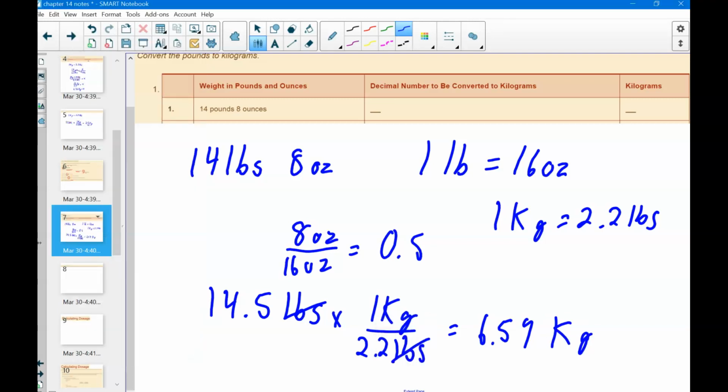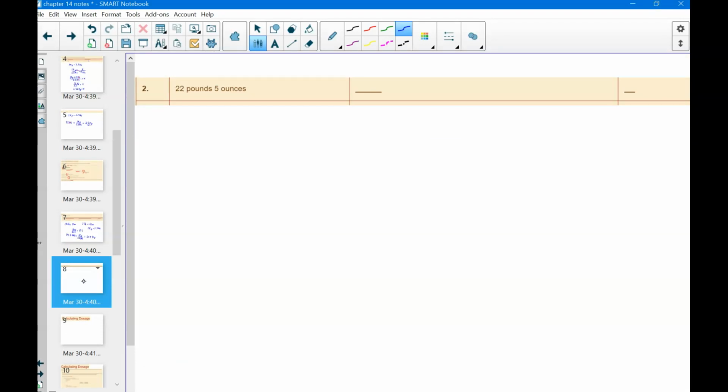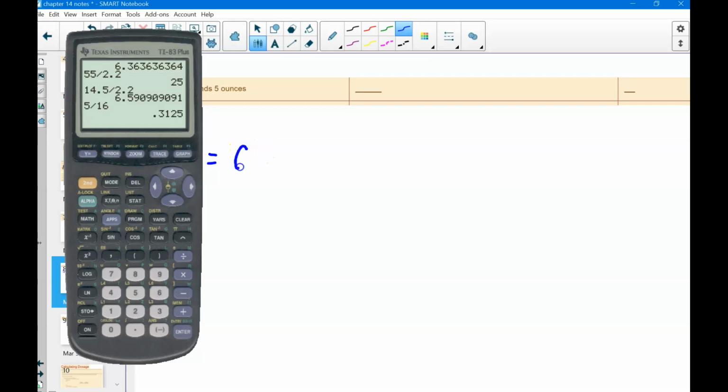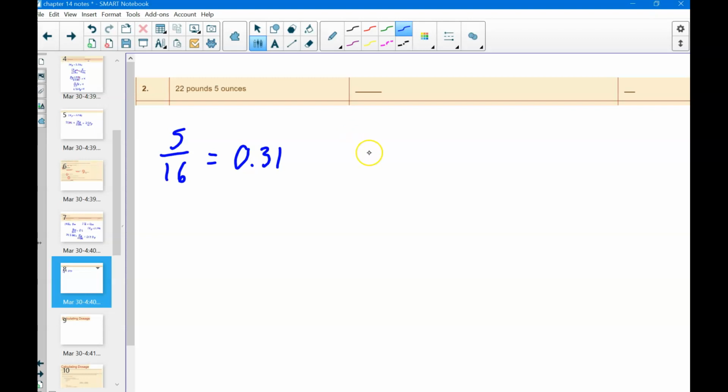Let's try one more. 22 pounds, 5 ounces. Okay, so we have 22 pounds, 5 ounces. We have 5 ounces over 16. This is going to give us our decimal. So 5 divided by 16. We're rounding to the nearest hundredth. So we have 0.31. That way we have 22.31 pounds.